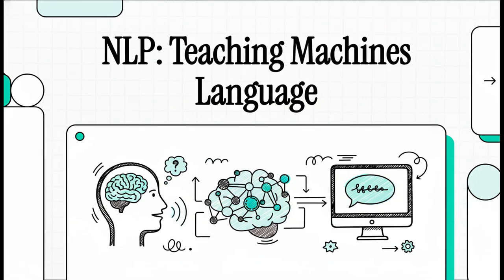All right, let's dive into one of the coolest, most mind-bending parts of AI today, natural language processing. You'll hear it called NLP. And really, it's all about one big, audacious goal, teaching machines how to understand and actually speak our language. Simple idea, right? But incredibly complex to pull off.